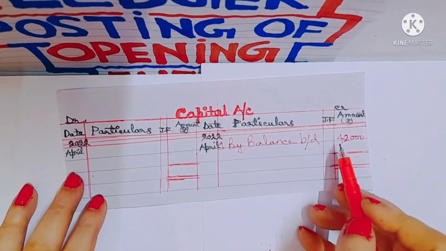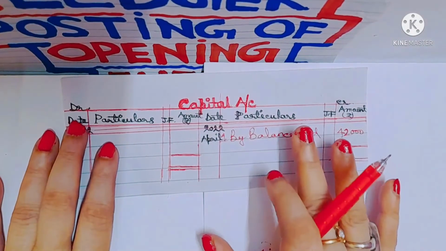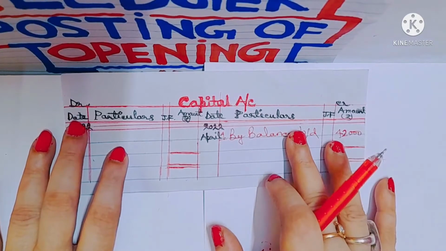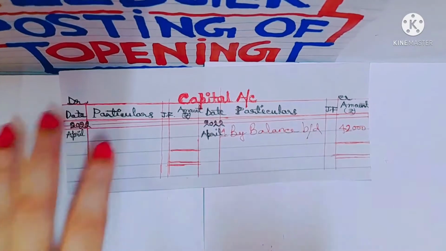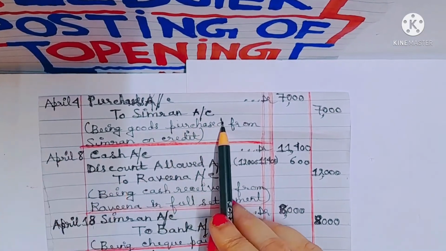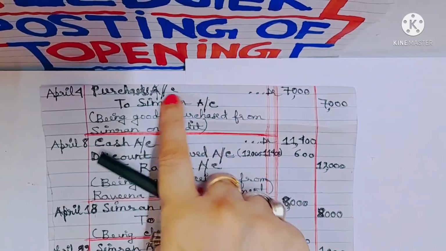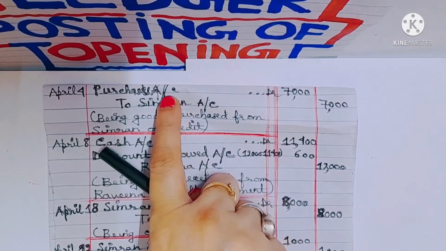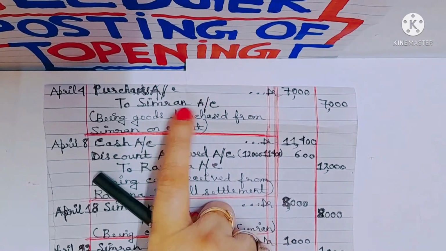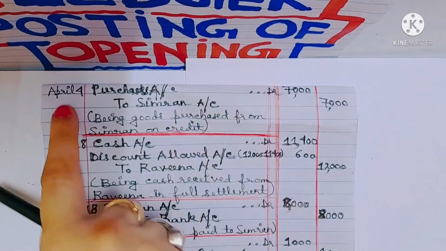By balance BD 42,000. Now we have recorded all the opening balances of assets and liabilities, and now we'll record all the additional transactions. Now see, on 4th April purchases account debit to Simran account. Then we have to open purchases account. What is the position of purchases account? Since purchases account is on the debit side, Simran account will be also on the debit side in the purchases account. Amount is 7,000. Date is 4th April.